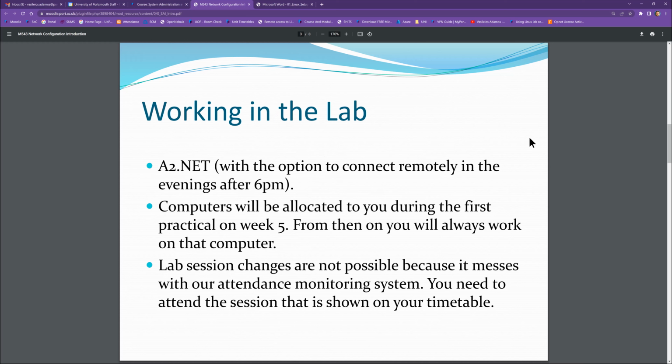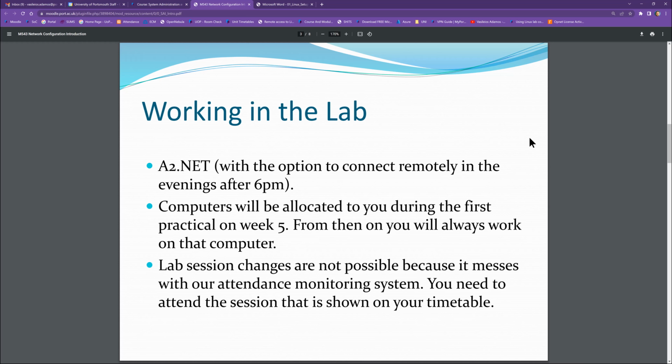So the lab is a2.net with the option to connect remotely. We'll allocate a computer for you from week 5, and then you need to make sure you stay on that computer for the rest of the year, essentially. So when you go in, choose one, perhaps one that the light doesn't hit all the time and so on, whatever. There have been people in the past that have asked to come on different lab sessions.